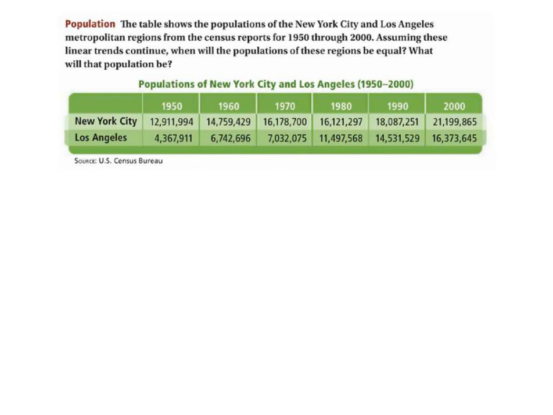The table shows the populations of New York City and Los Angeles from census reports from 1950 to 2000. Assuming these trends continue, when will the populations of these regions be equal, and what will that population be?